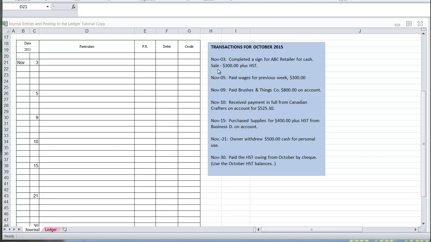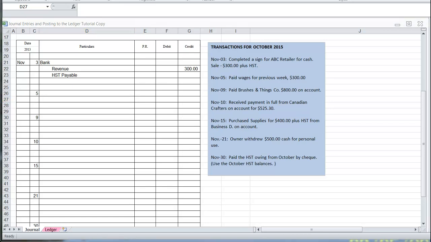So there's going to be a debit to bank for $300 plus HST, and we'll get the amount in a moment. There's also going to be a revenue, and that would be $300. And then there's also going to be HST payable. Now the HST payable would be HST on $300.